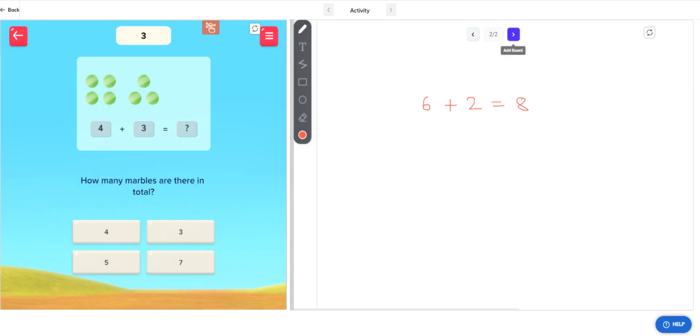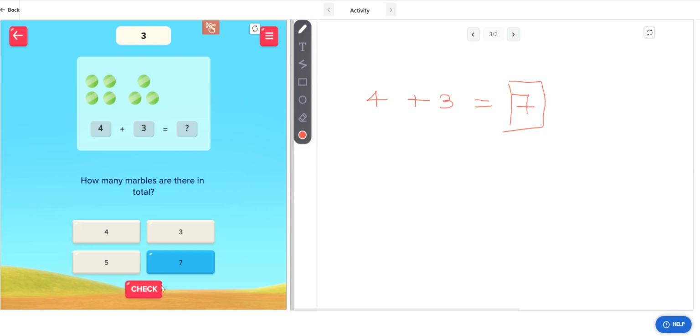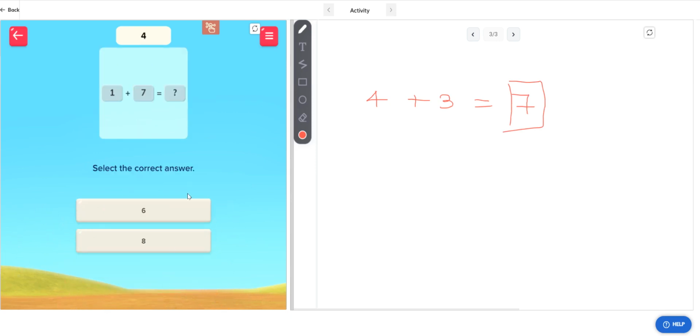Let's try the third question. It says 4 marbles plus 3 marbles equals how many? So how many do you have in total? Well, it's easy. Let's try to add it. 1, 2, 3, 4, 5, 6, 7. So 4 plus 3 is total how much? 7 marbles. Okay. Awesome work you guys. Let's move to the next one.